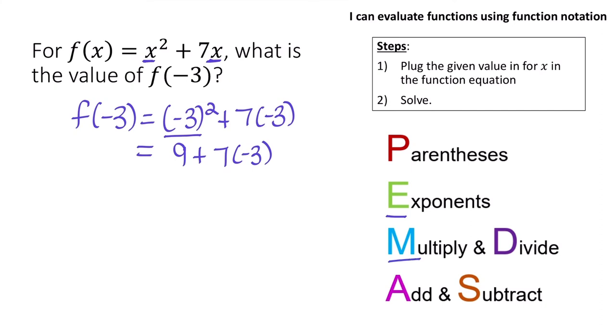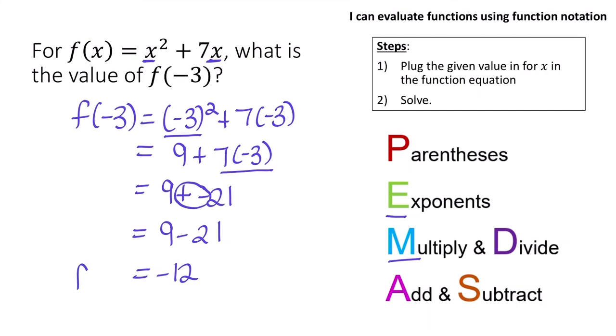Then we're going to do the multiplication. So this is 9 plus 7 times negative 3, which is negative 21. So I have this double sign right here. I have plus and negative. So I'm going to turn that into a subtraction sign, 9 minus 21. And so that is going to equal negative 12. So f of negative 3 equals negative 12.